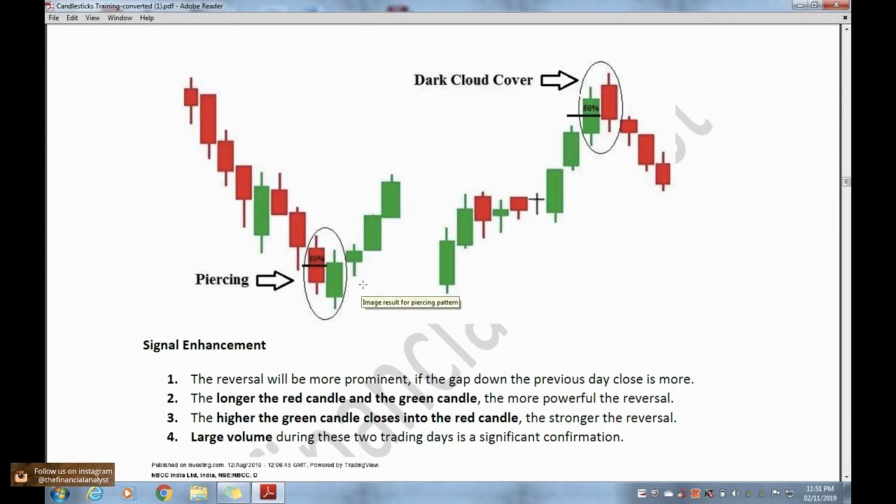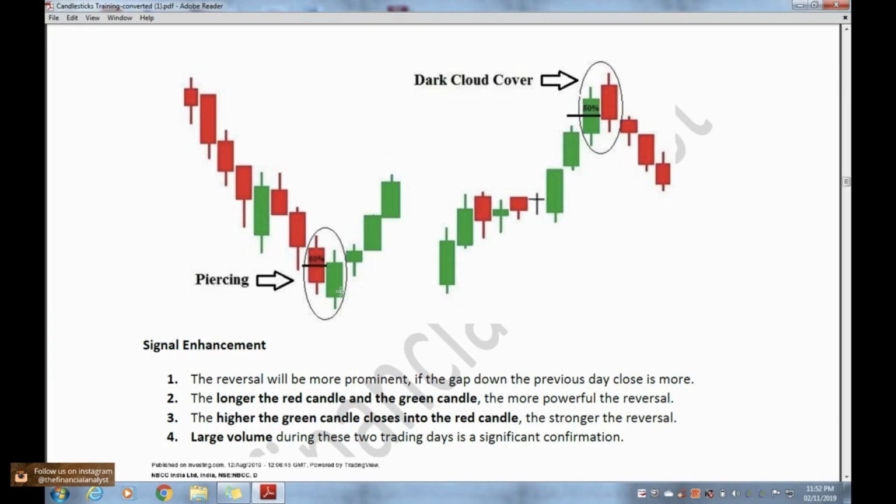And lastly, larger volume, as always, is better for the reversal because it shows us that now the buyers are coming and the demand is exceeding the supply. So prices are going to make a new high.